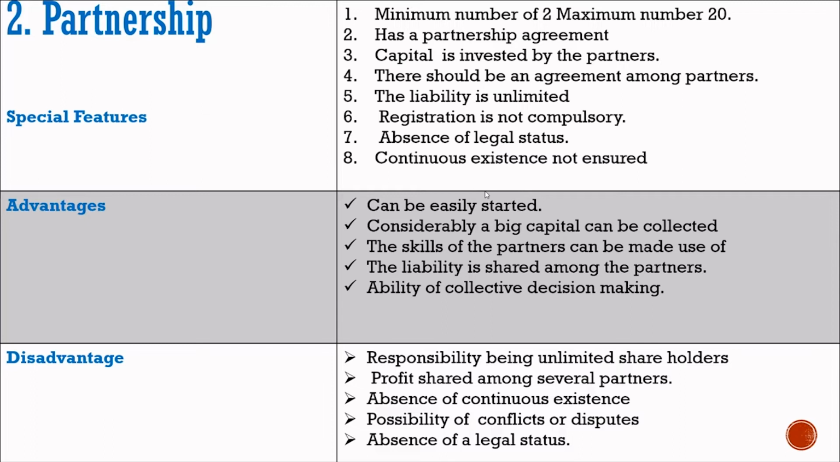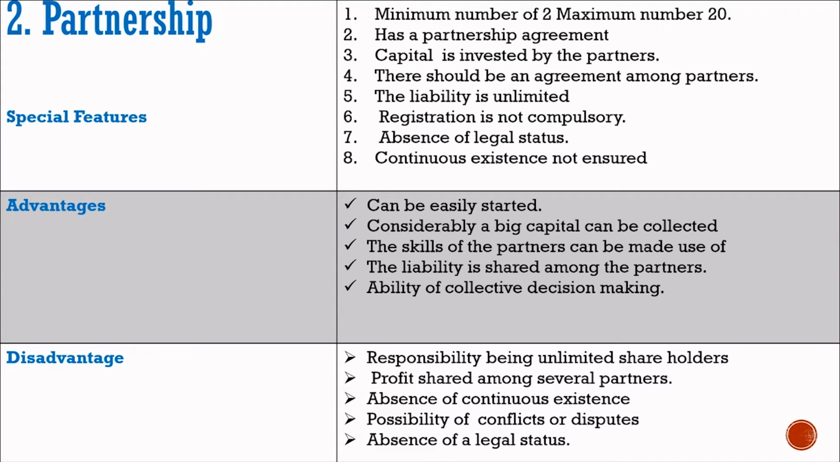The advantages are they can be easily started, compared to sole proprietors. As there are 2 to 20 members, a big pool of capital could be collected. And as there's a set of partners, you can use all of their skills and the liabilities are shared among them. They also share the profits and losses, and you can take decisions collectively.